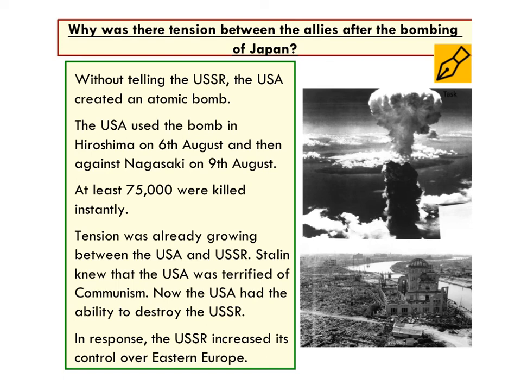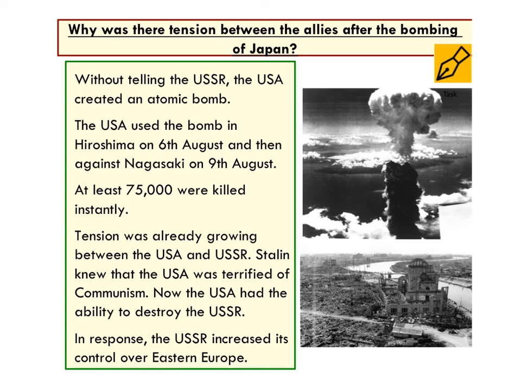So tension had already been growing between the allies, and now the USA had shown that they were militarily superior to the USSR. And this was terrifying for Stalin, because the USA now had the ability to destroy the USSR, and the USSR did not have the ability to do it back.